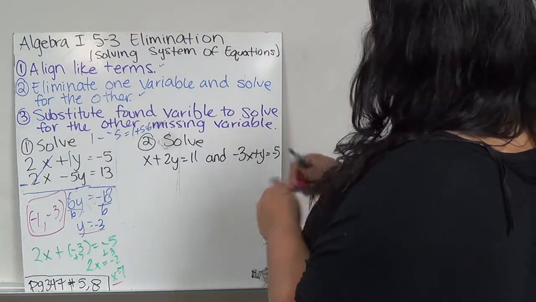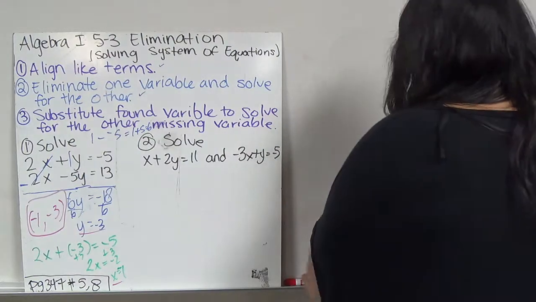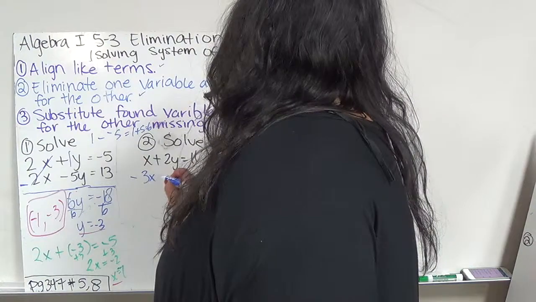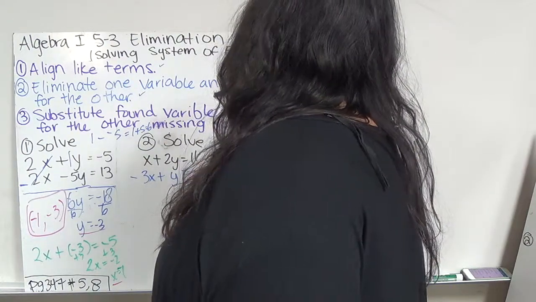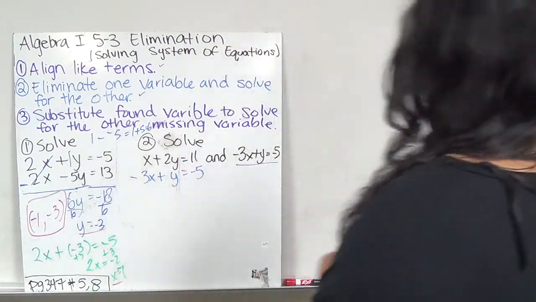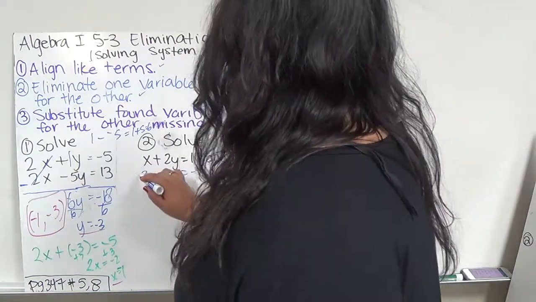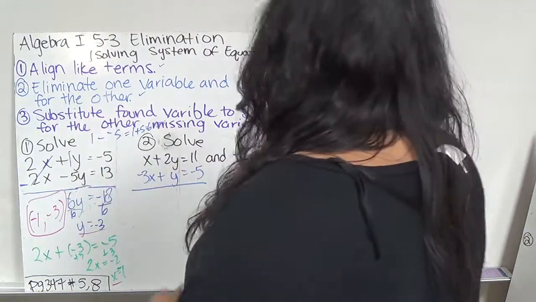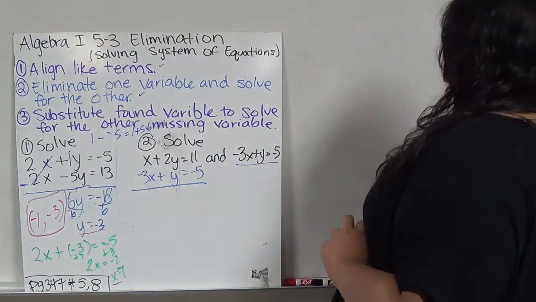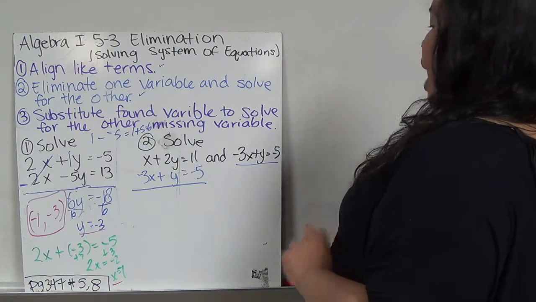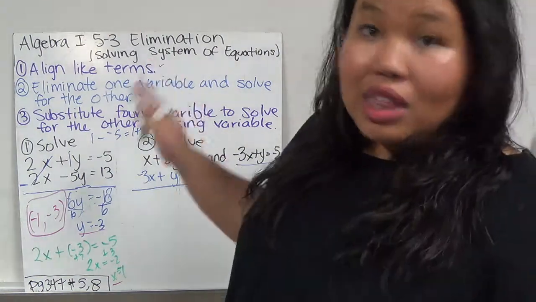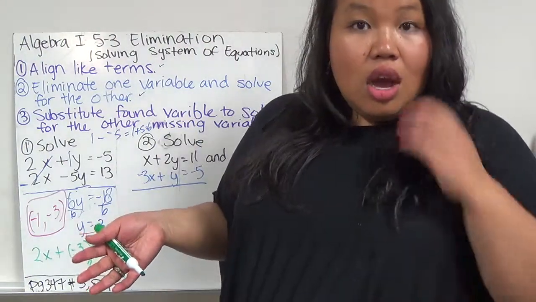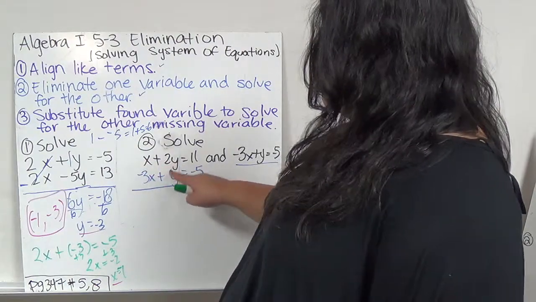So I'm going to take these and I'm going to align them. I'm going to put this right here, negative 3x plus y equals negative 5. All right, these are aligned. But this time, unlike this one, I can't just subtract. There's no way I can eliminate it. So this part might be a little bit trickier, but I can do anything I want to these equations as long as what I do to one side, I do to the other.